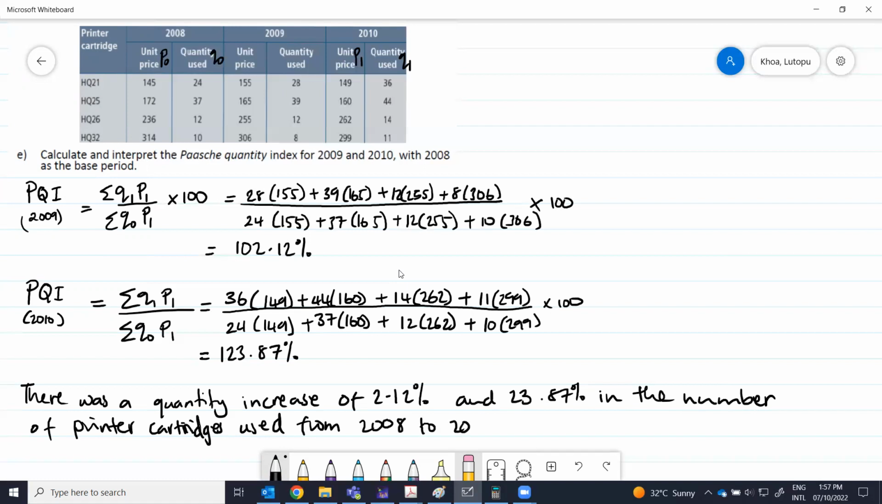2008 to 2009 and 2008 to 2010 respectively. Okay, so again, you can maybe come up with two sentences. The first one say 2.12% from 2008 to 2010, and then 23.87% from 2008 to 2009. But again, the meaning must be the same.